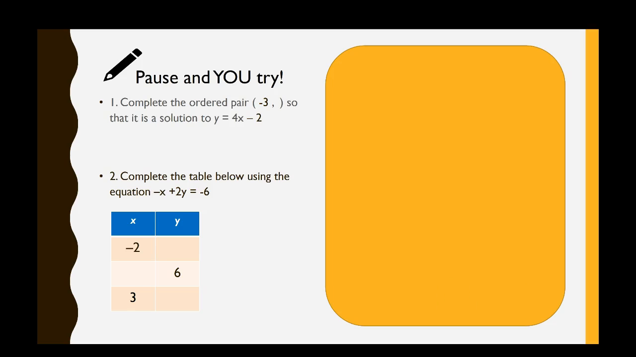All right, go ahead and pause these two. So one with an ordered pair, one with a table. Give yourself plenty of time. Fill in one and then fill in the whole table of 2 and hit play for the explanation.